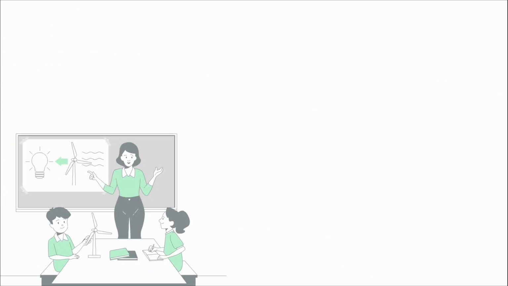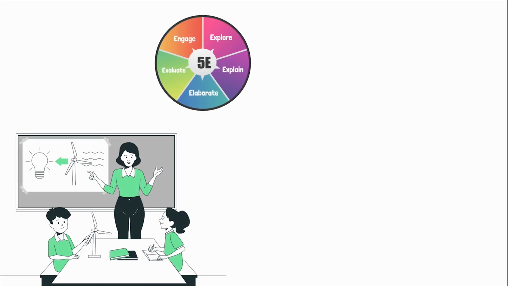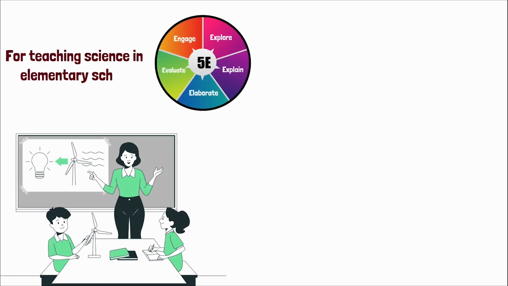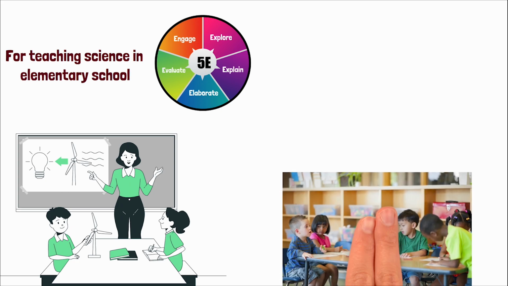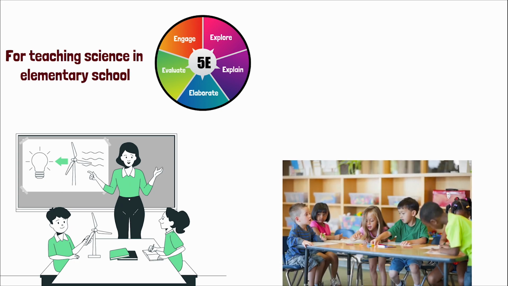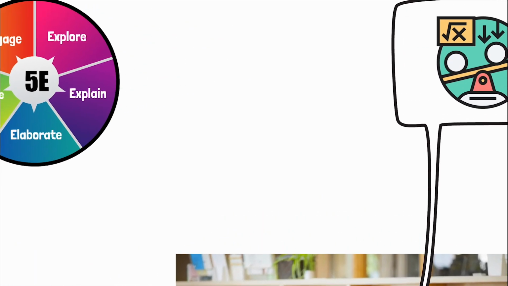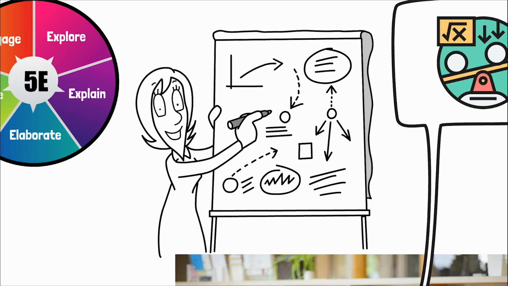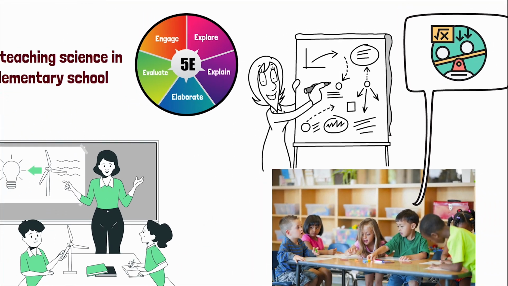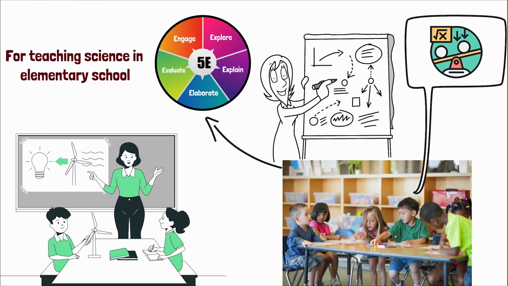Overall, inquiry-based instruction and the 5E model are powerful tools for teaching science in elementary school. They engage students in meaningful learning experiences, promote critical thinking, and help students develop a deep understanding of scientific concepts. By incorporating these methods into their teaching, educators can create dynamic and effective science lessons that inspire a love of learning and scientific inquiry in their students.